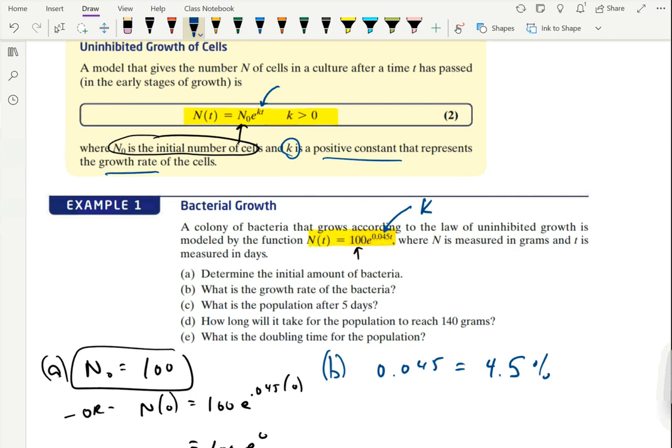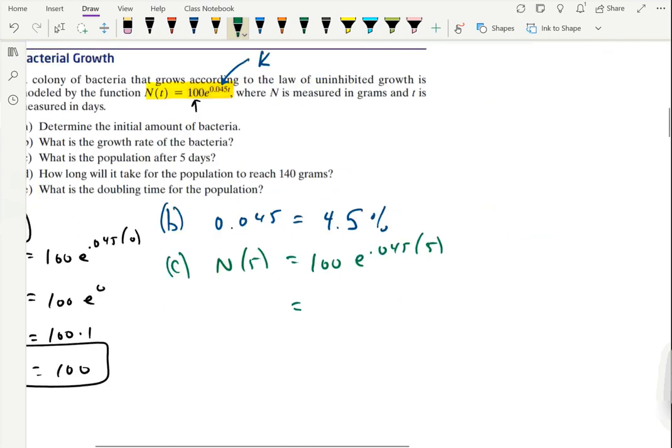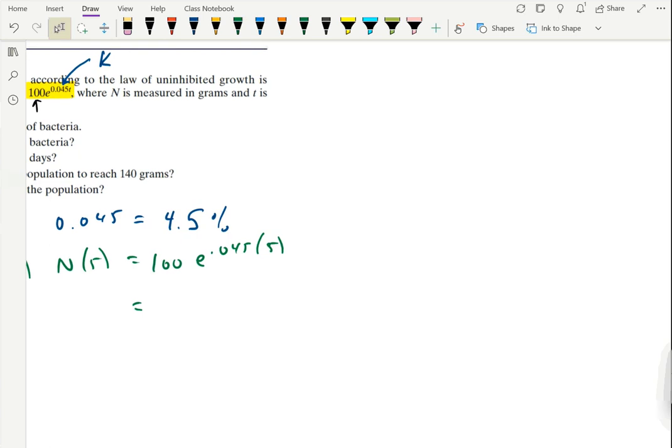Let's take a look at letter C. What is the population after 5 days? What we're asking for in letter C is what is N when t equals 5. Okay? So let's take a look at our formula. It's 100 e to the 0.045, and t now is 5. That's going to be something we're going to plug into the calculator.